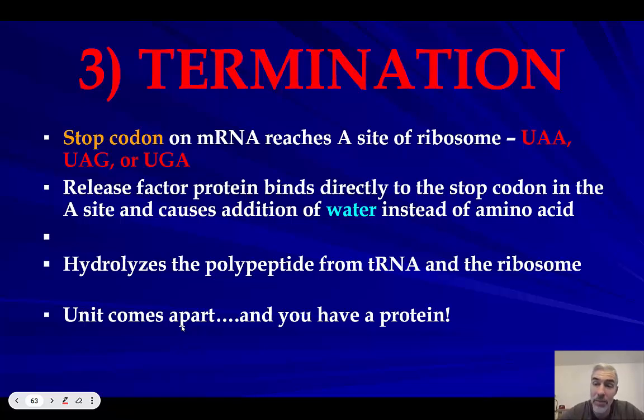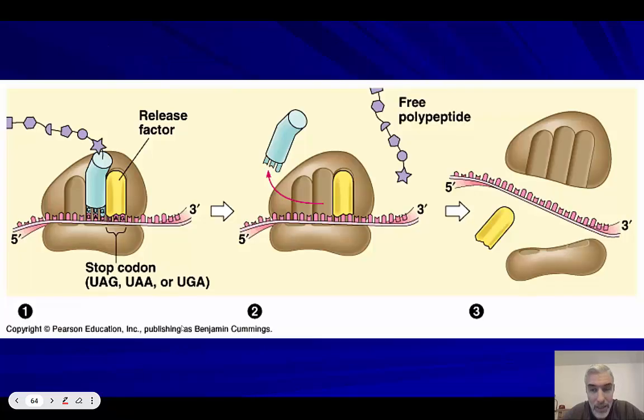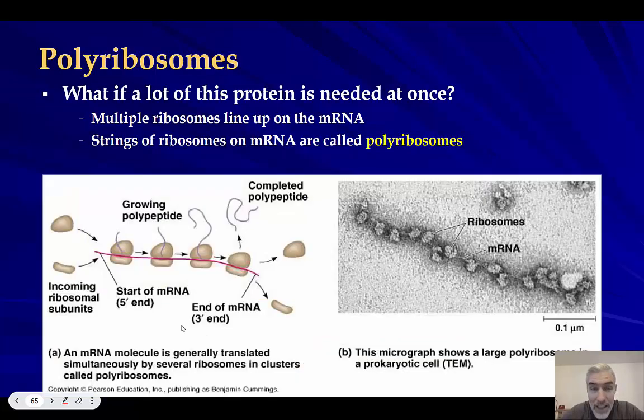That's termination. So a UAA, UAG, or UGA hits. A release factor protein is going to bind instead of a tRNA, which adds a water at the end instead of an amino acid, hydrolyzing it, freeing that polypeptide, and now we have a protein, which will then, as you can see, it all comes in. There's the release factor, which adds water. Everything falls apart. Now we have that free polypeptide floating, the long chain of amino acids that begins to fold due to the R group interactions that we've mentioned in Unit 1.